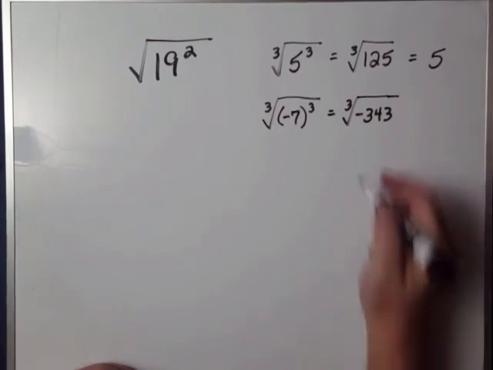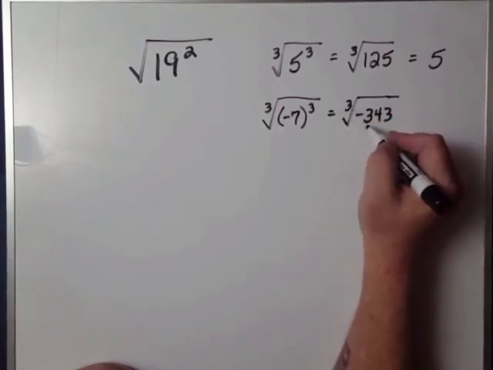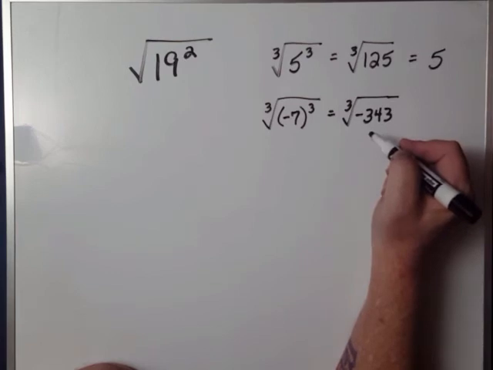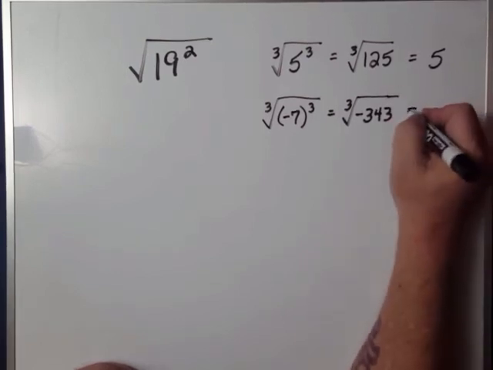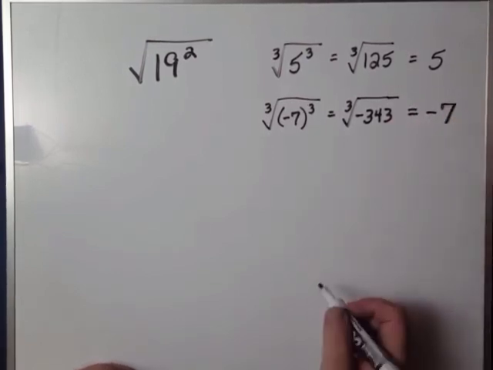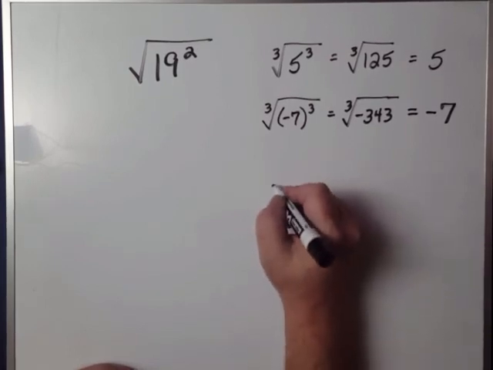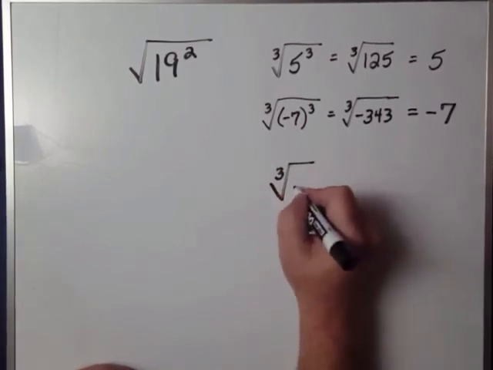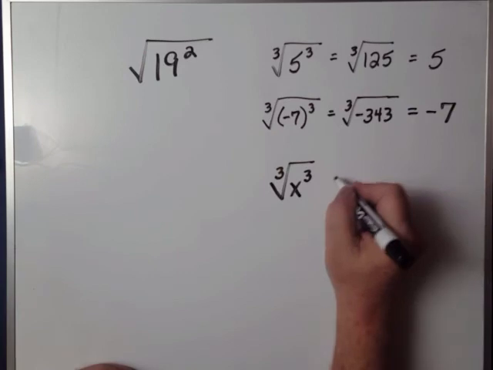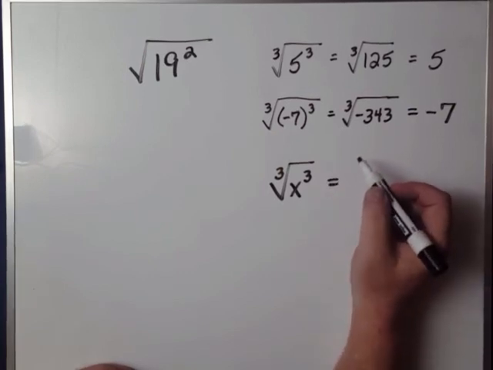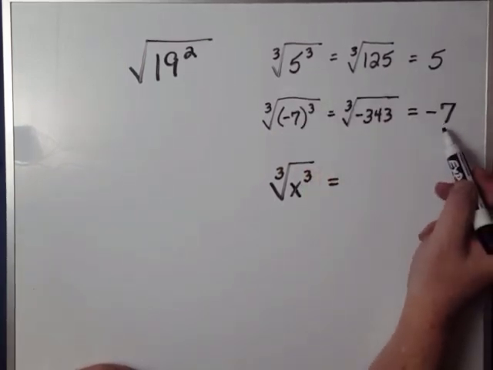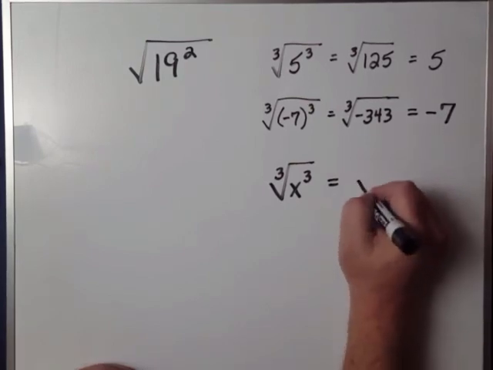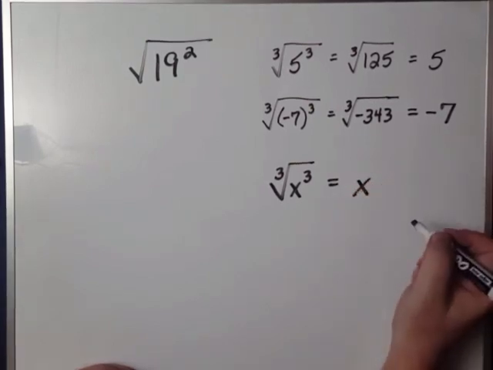And that's not a problem with an odd index. We can take an odd index of a negative radicand. The answer here will be -7. So if I ask you, what is the cube root of x cubed, every time the sign will be preserved. The sign does not get stripped off. So the result will be x itself.